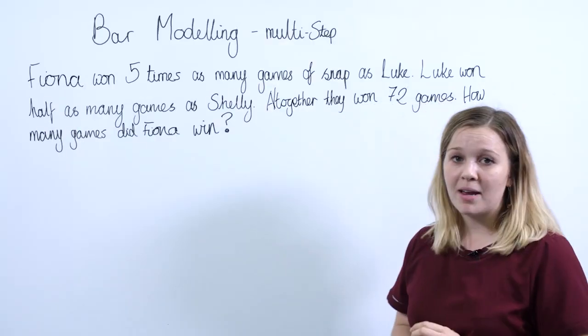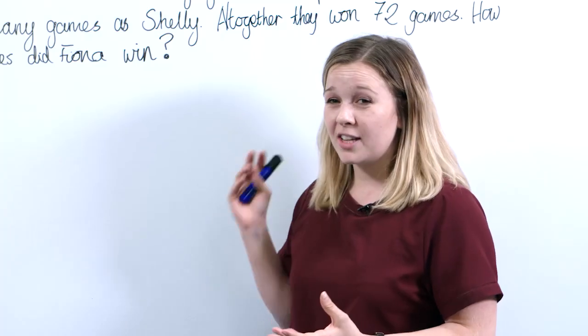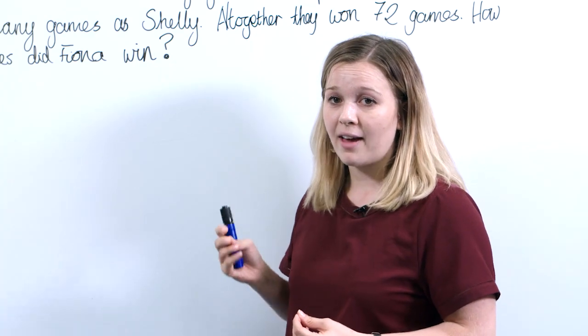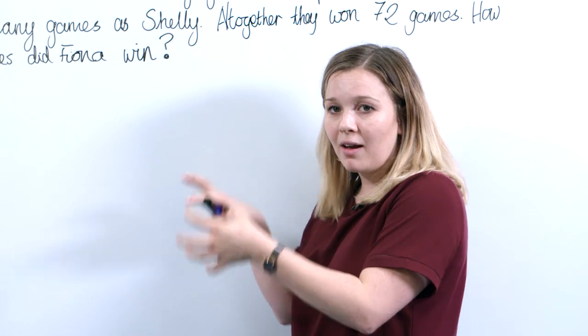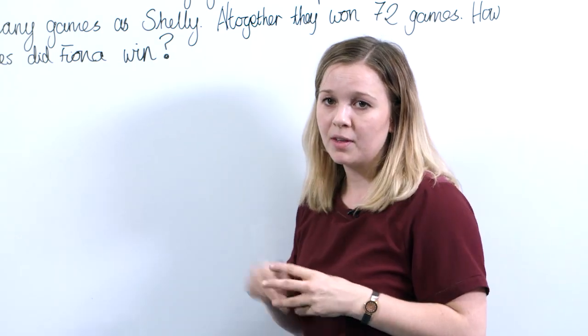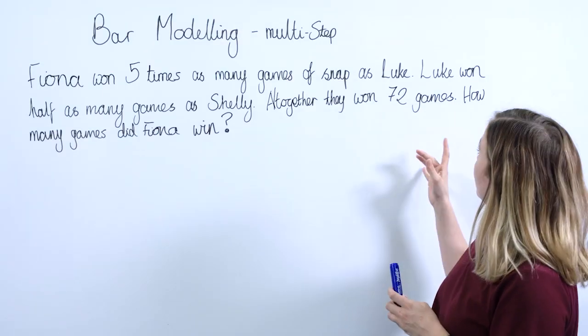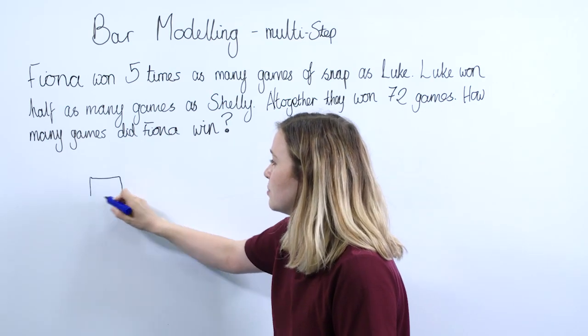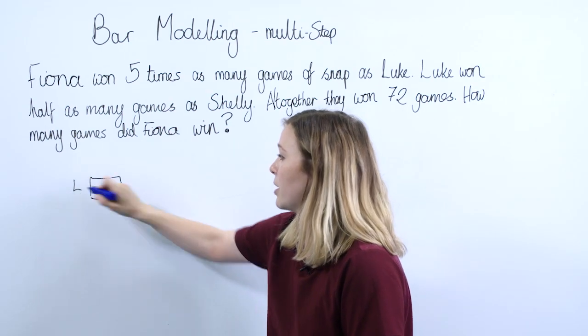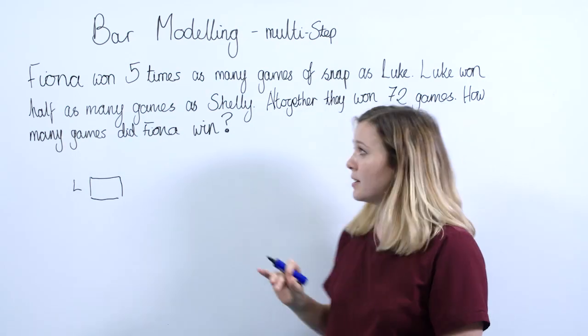So let's look at the information that we have to begin with. You'd want to get your pupils to read the question through again, and they can underline the important bits of information. And we're then going to apply that information to our bar model. So I'm going to start with Luke. So Luke won a number of games. At the moment, we don't know how many games that is, but I'm going to draw this and we'll get to our answer in a bit.